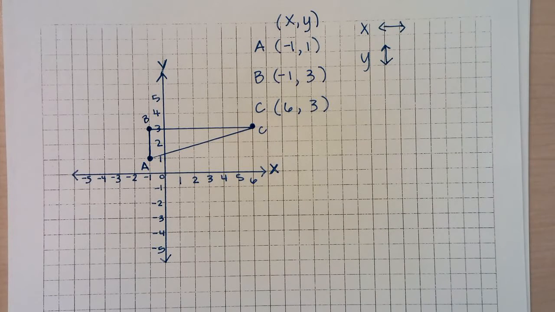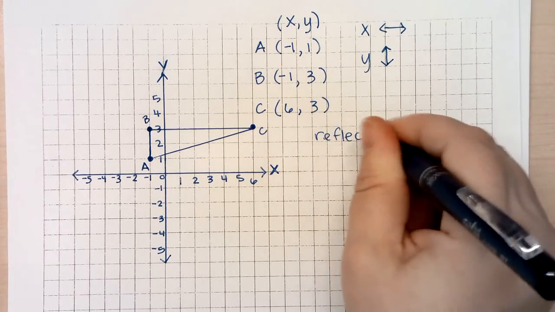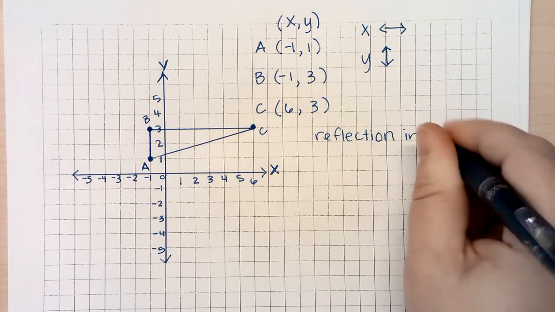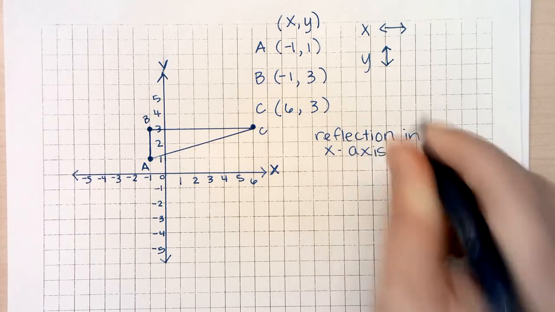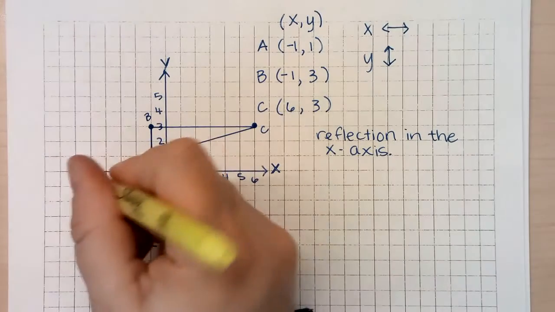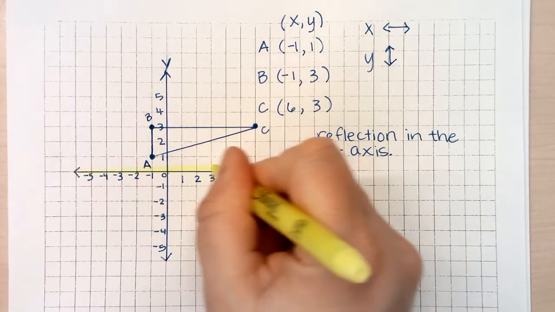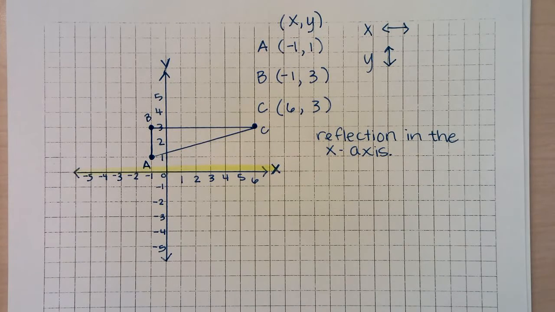Now we are going to draw its reflection. I'm going to write this down: reflection in the x-axis. What that means is this line here, this x-axis, is our line of reflection. So it's going to flip over that line and become the mirror image over that line, the x-axis.